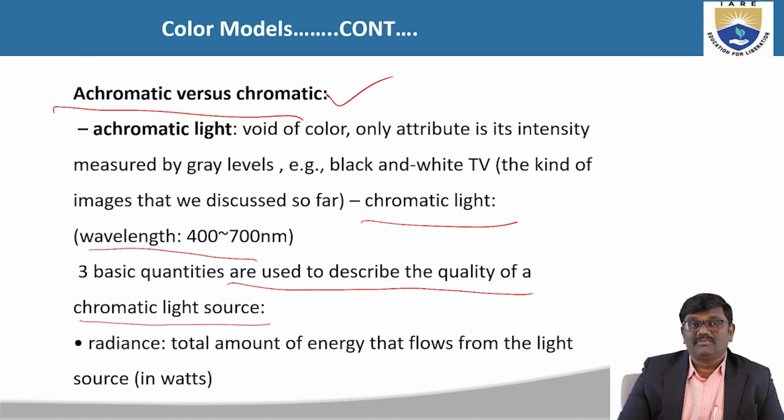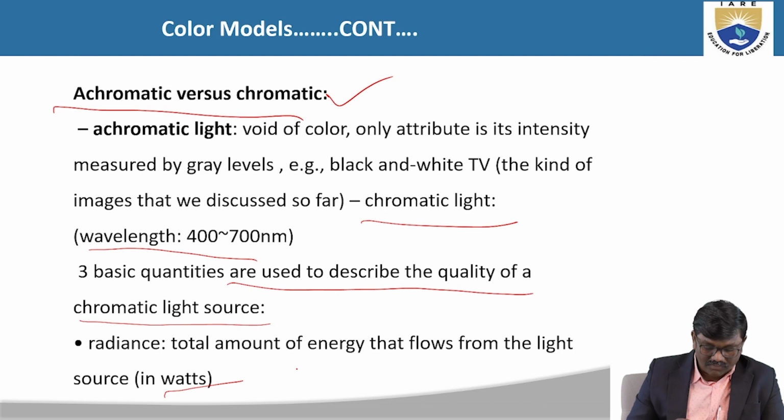Under these chromatic light sources, one more important part is radiance. Radiance is the total amount of energy that flows from the light source, measured in watts. So what do you mean by radiance? Radiance is nothing but the total amount of energy that flows from the light source in watts.